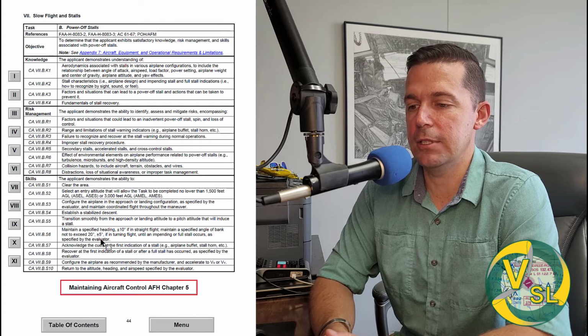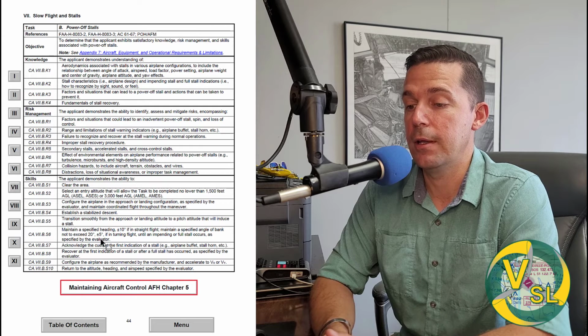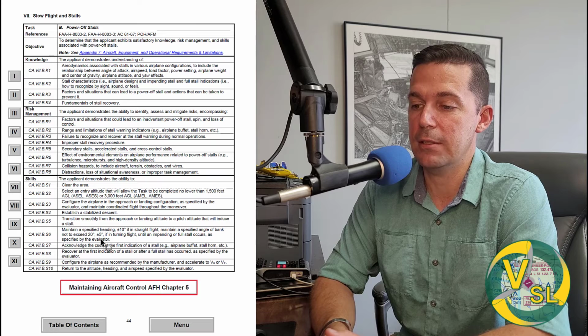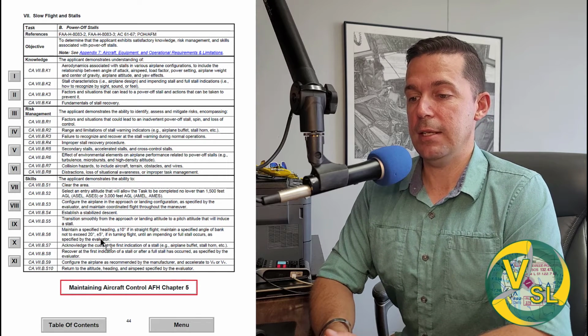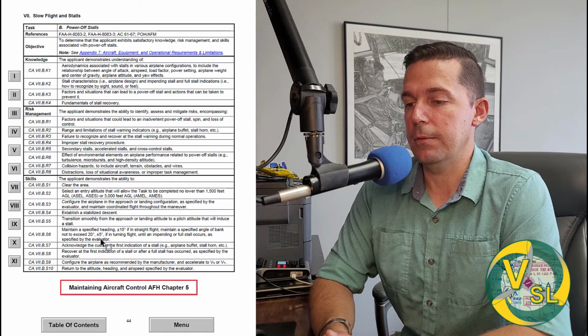Skill 8, recover at the first indication of stall or after a full stall has occurred as specified by the evaluator. Skill 9, configure the airplane as recommended by the manufacturer and accelerate to VX or VY. Skill 10, return to the altitude, heading, and airspeed specified by the evaluator.